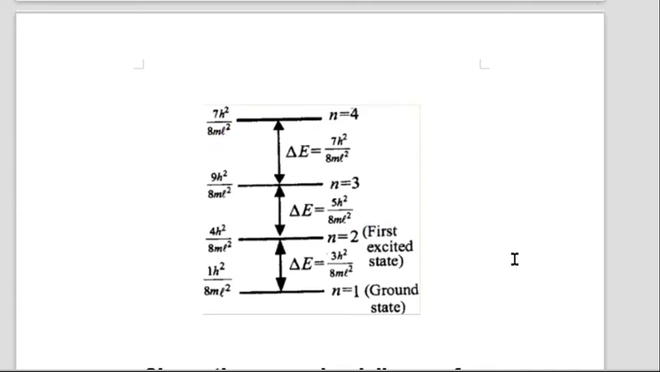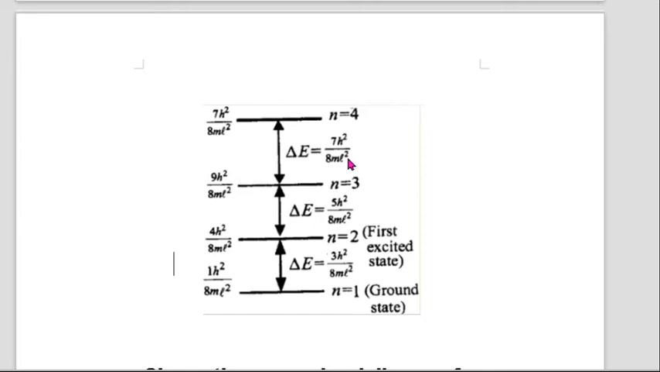Okay, that's fine. Now we can take the difference between 2 consecutive levels. n is equal to 1 and n is equal to 2, the difference is 3h square by 8 ml square. n is equal to 2 and n is equal to 3 level, the difference is 5h square by 8 ml square. n is equal to 3 and n is equal to 4, it is 16 minus 9, that is 7h square by 8 ml square.